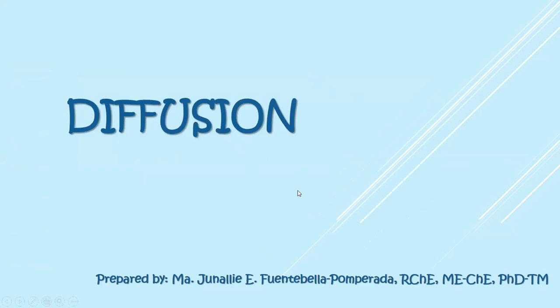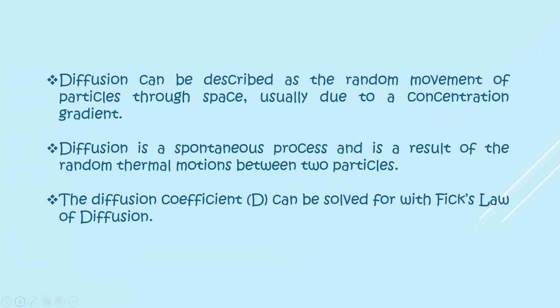Now this is the second to the last for the midterm topic. The last one is convective mass transfer. So it's the first of the three mechanisms of mass transfer, that's diffusion. Now diffusion can be described again, as a review, as the random movement of particles through space, usually due to a concentration gradient. So diffusion is spontaneous and is a result of the random thermal motions between particles. The diffusion coefficient D can be solved using Fick's law of diffusion.